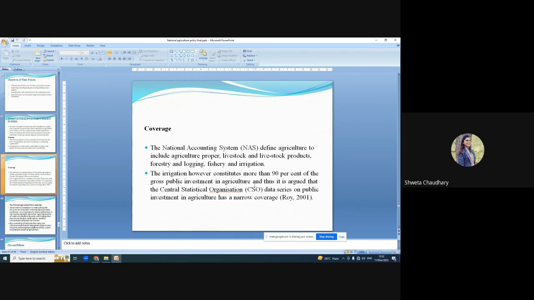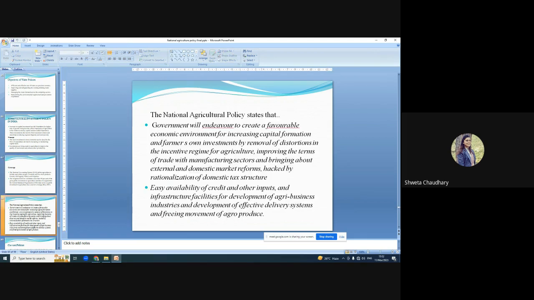So in our country, we have the Central Statistical Organization that maintains all the data of what is the availability of land, what is the availability of water, what is the availability of various inputs. So that we can know what is the availability and what is the requirement further. If there is any lack of availability, the government will be taking steps according to the data that they have collected.